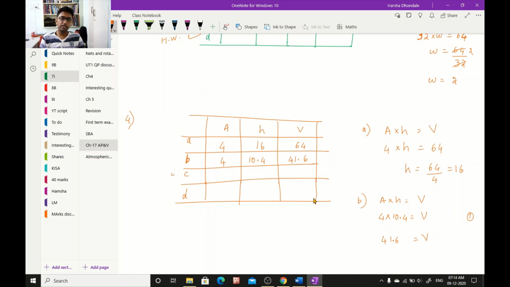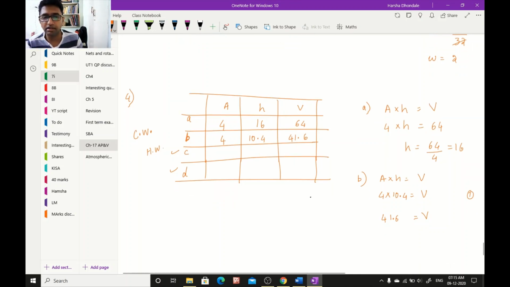So this C and D can be done as homework. Where will you do this? You can do this in your textbook, or you can do this in your classwork, wherever you find it comfortable. I suggest you better do it in your classwork. Do this part in your classwork itself. Next we'll be solving 5C and then 5D.